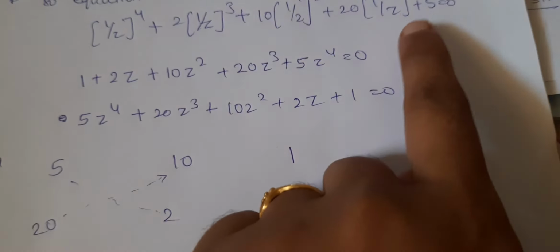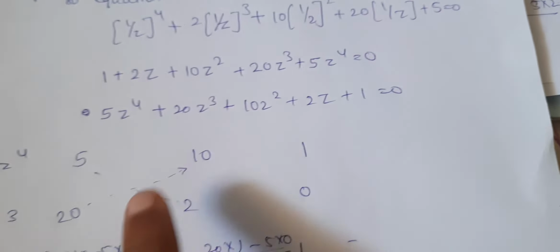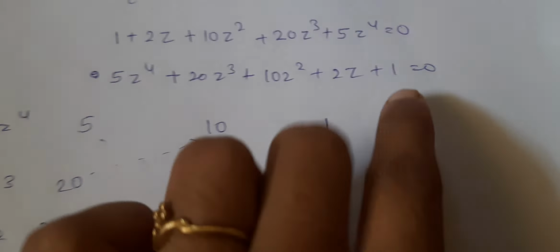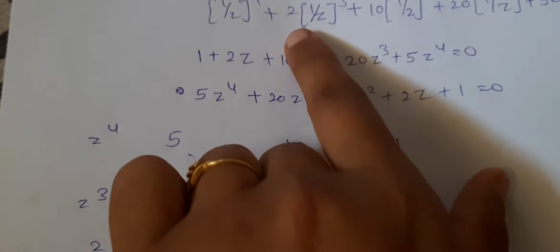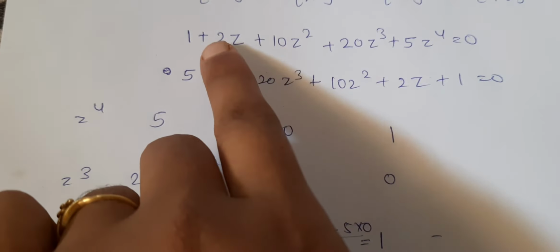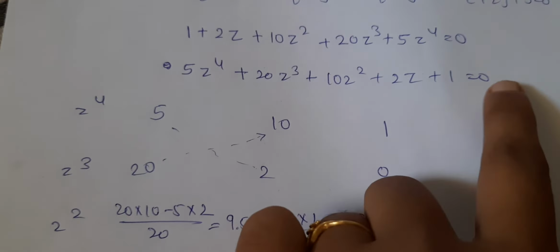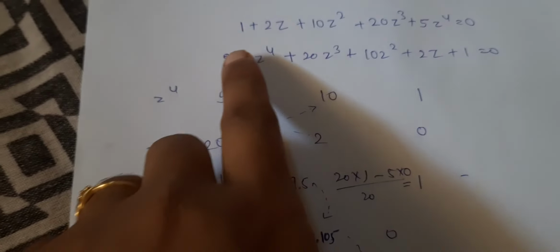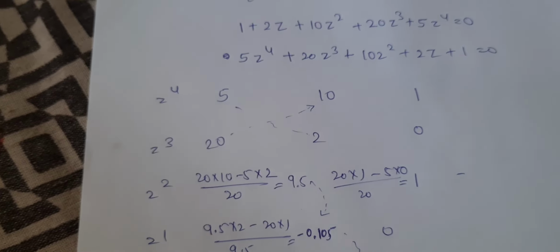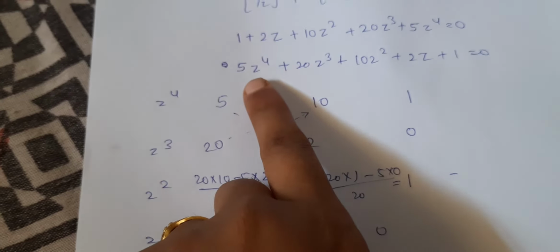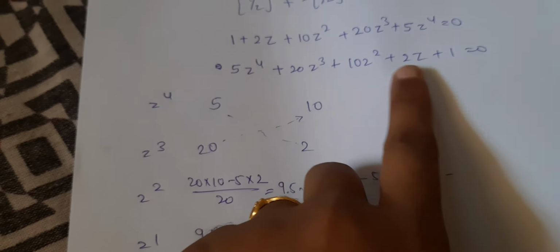Since we have taken z raised to 4 in the denominator, the numerator becomes 0. So we have to arrange from higher order to lower order and rearrange this equation, that is 5z raised to 4, 20z raised to 3, 10z square, 2z, 1. After calculation it is the same as in the s plane. Then we have to draw the Routh array of this: 5z raised to 4, 20z cube, 10z square, 2z plus 1.